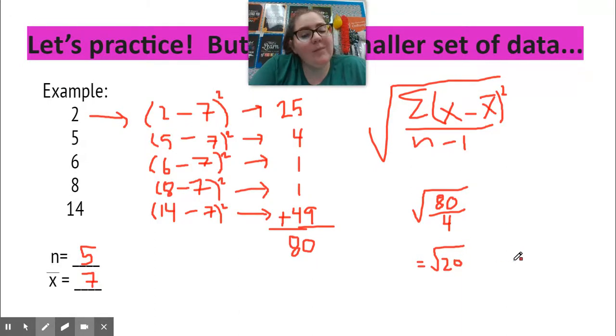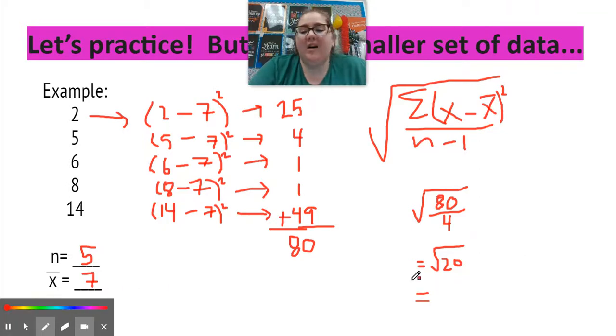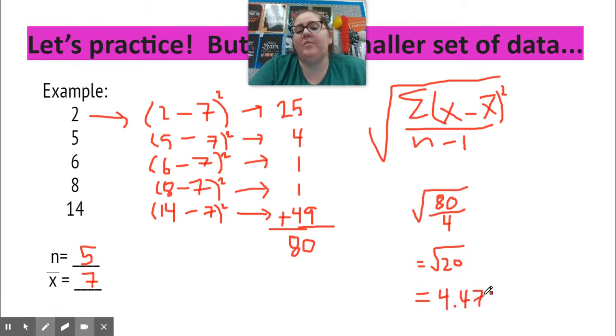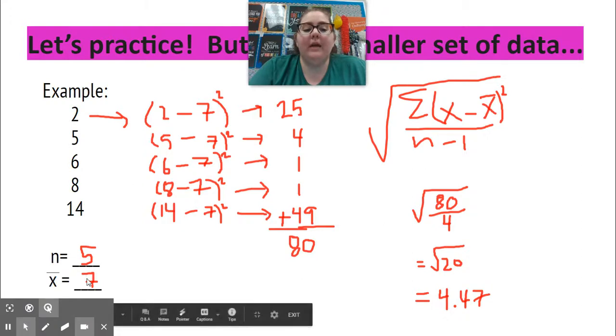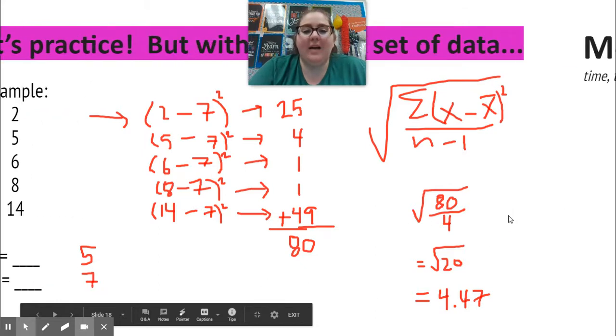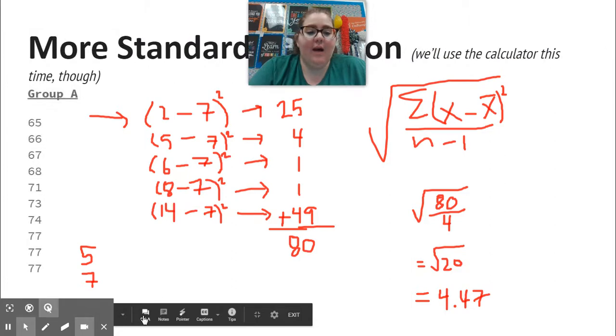So 20 would be the variance, but then the standard deviation would be square root of 20, which we are just going to go ahead and put as a decimal. In statistics, we kind of like the concrete numbers as opposed to leaving them as radicals, which is technically more exact, but in statistics, we like concrete. So our standard deviation is 4.47, which is the average distance from the mean. So for these 5 values, the average distance from the mean of 7 is 4.47. So that is how we do the standard deviation by hand. And next class, I will go ahead and show you how to do that.